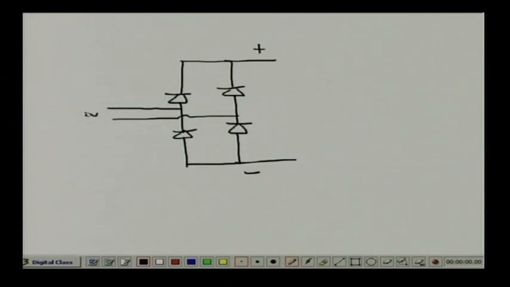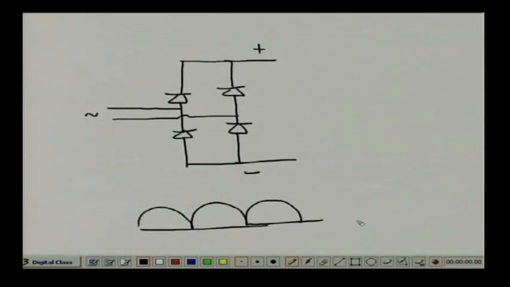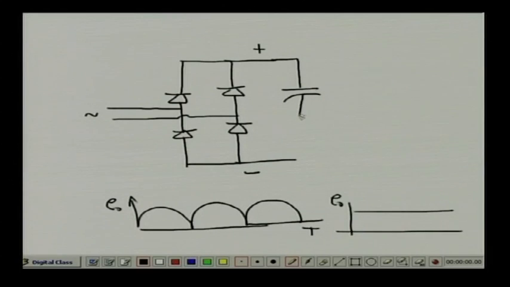Now, any full wave rectification, as we know, is not a DC, it is a full wave. So, I must smoothen it, because the pure DC should have, suppose this is the time and this is the amplitude, this is the battery voltage E. So, it should be like this one, right. Now, what they do commercially, they put a capacitor, a large value of capacitor, right.